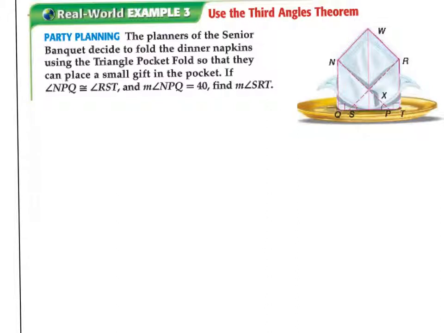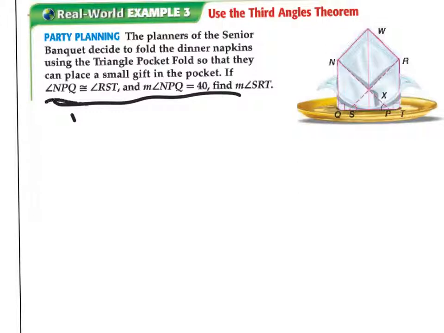Here's one more. This is the last one, so let's kind of just take a look at this. If you want to give it a try, feel free to give it a try. So I've got a lot going on here. The planners in the senior banquet are tying fold paper napkins using the triangle pocket fold so that they can place a small gift in the pocket.